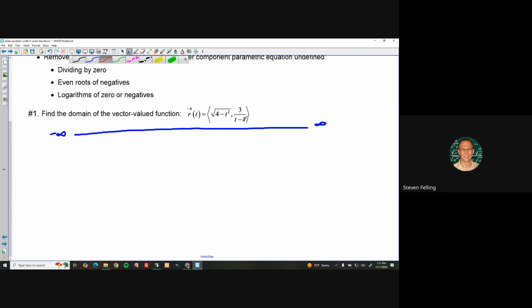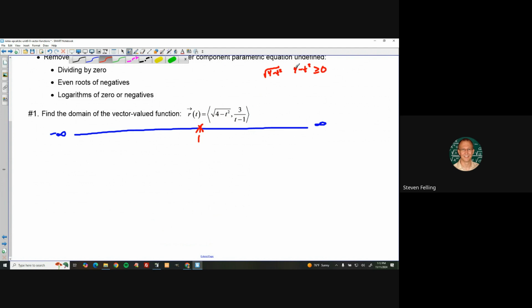Like I have to avoid the value t is 1, because t is 1 would cause the denominator to be 0. So I have to avoid the value 1. And then for this, I can't take a square root of a negative. So let's see, square root of 4 minus t squared. I can't let 4 minus t squared be negative. It can be 0 though, so it can be greater than or equal to 0.